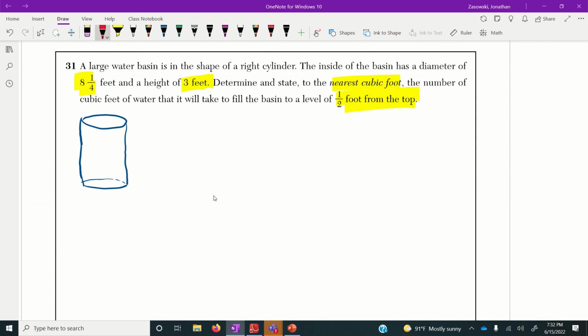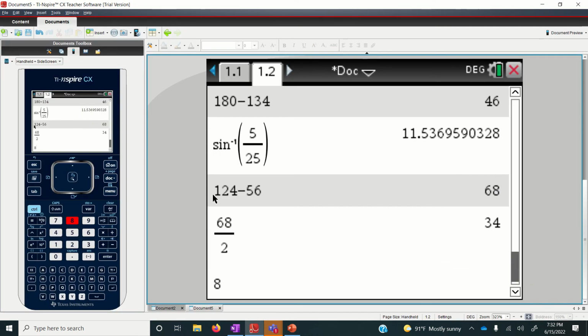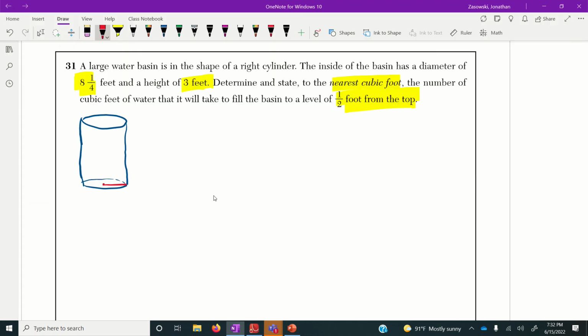So 8.25 feet is the diameter. Whoop, that went in the wrong spot. So that means this line is 8.25 divided by 2, which is 4.125.